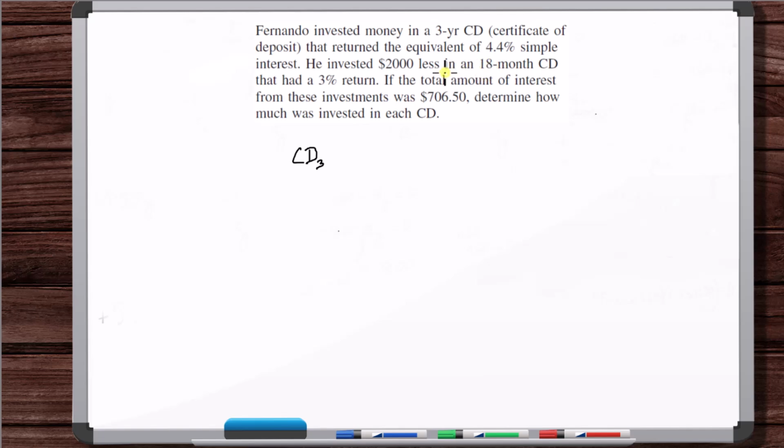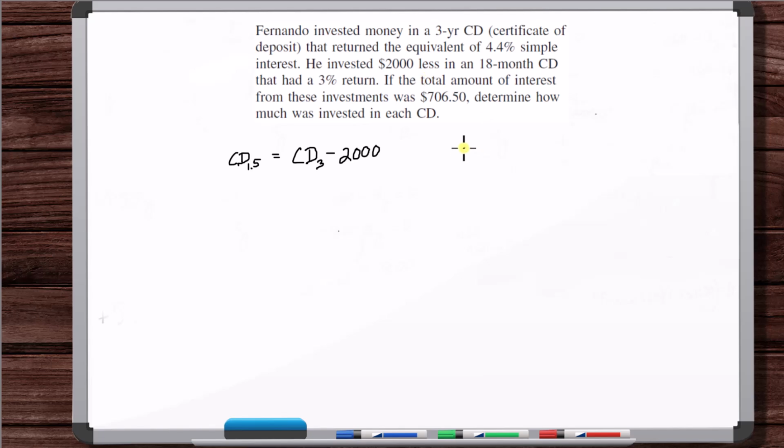Okay, so we can see that he invested $2,000 less in an 18-month CD, $2,000 less than the 3-year CD. So there's a relation or equation right there. So take CD 3 minus, subtract 2,000 from that, and you get what? CD 1.5. You see? The amount of money he invested in CD 1.5 was $2,000 less than what he invested in CD 3. That's what it tells you here. You're trying to read the problem and rewrite the story, but in equation form.